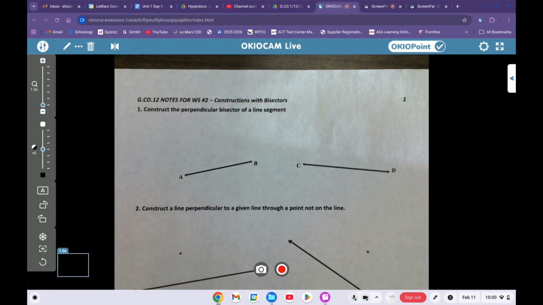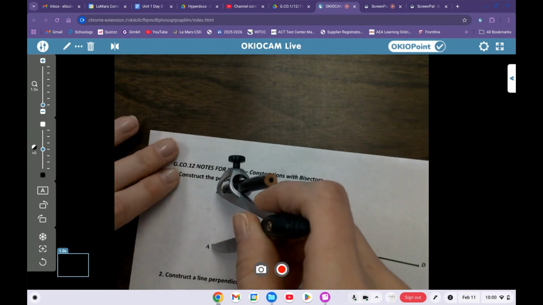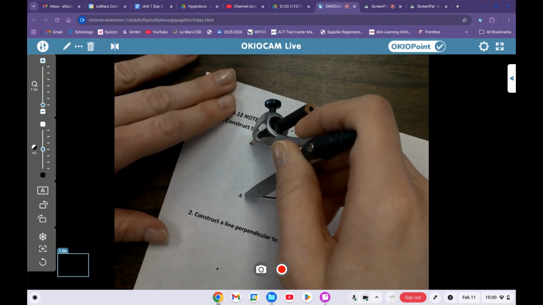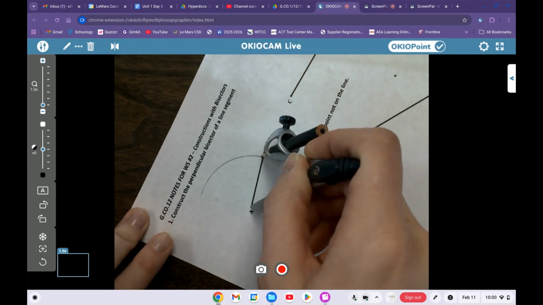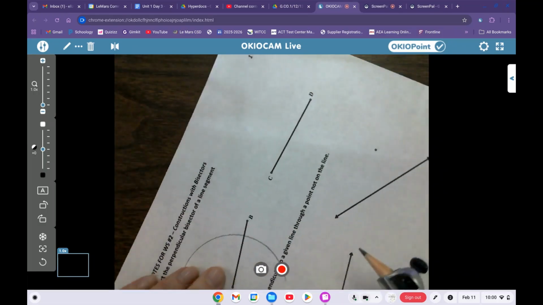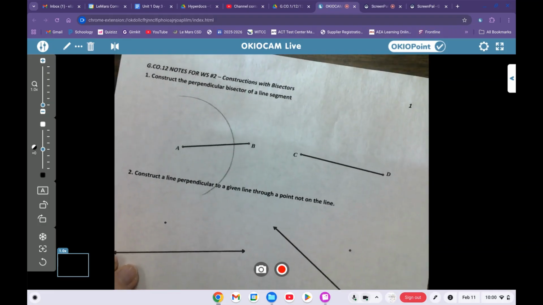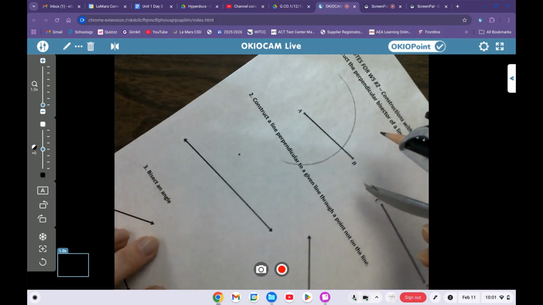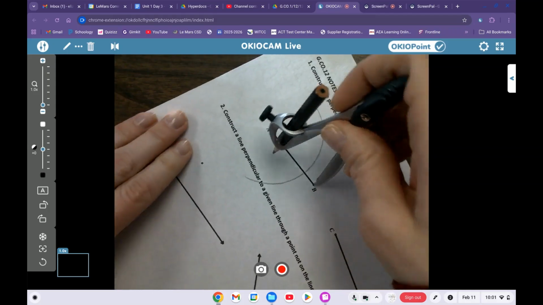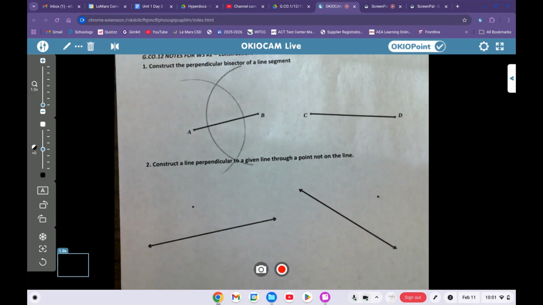Move some of my stuff out of the way. And again, I like to move my paper. I feel like it just kind of helps me do my constructions a little bit better. Okay, don't be afraid to make these nice and big. You don't want to have to come back in and redo it if you're making your arcs too small. Okay, so I just did one from A and now I'm going to do the same thing from B. Okay, so we've done this before.